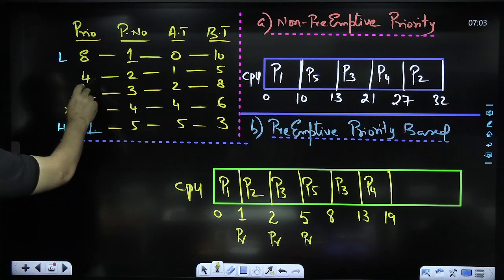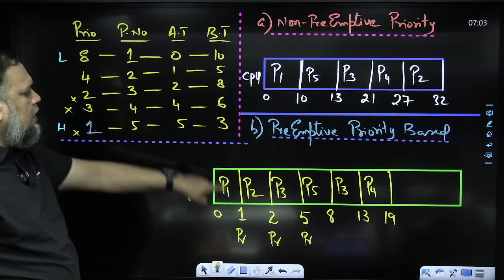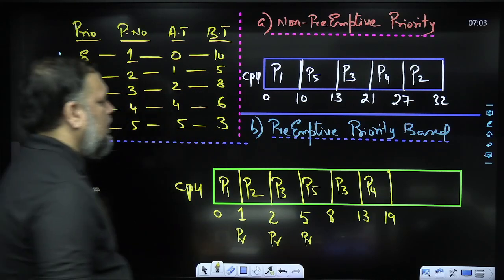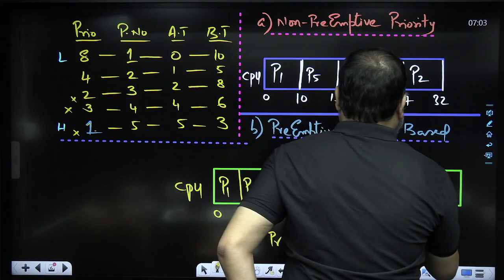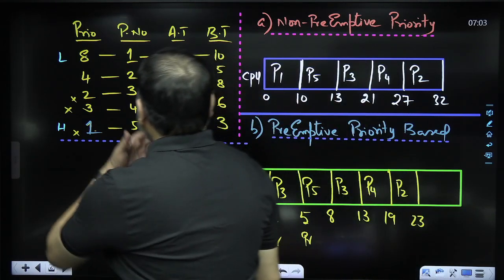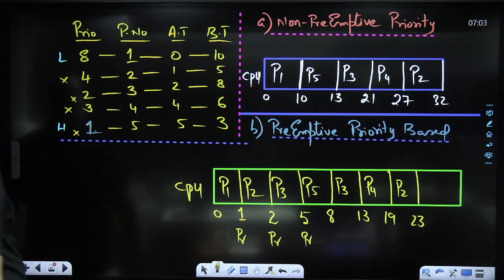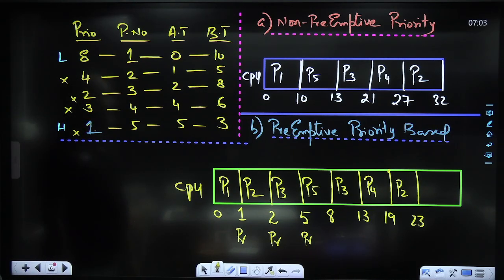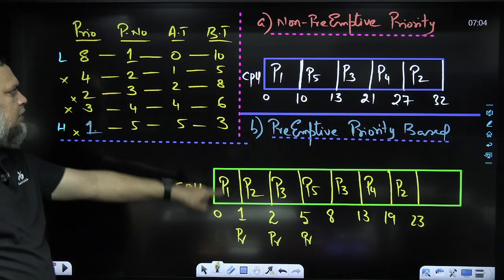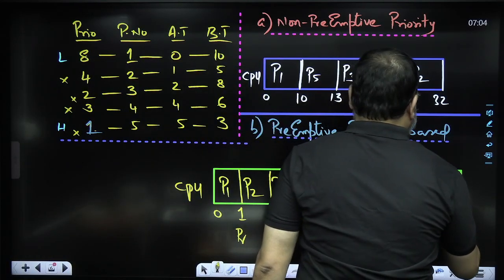Now we have P1 and P2, and among them the highest priority is P2. Remember, P2 has run for 1 unit earlier, so its balance is 4. So P2 is going to run for 4 units, to 23. So P2 is also over. And then finally we have P1. P1 has earlier run for 1 unit, so its balance is 9. You add 9 to this, and P1 finishes at 32.